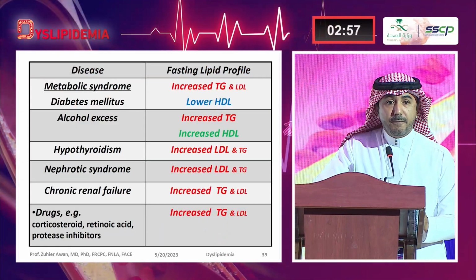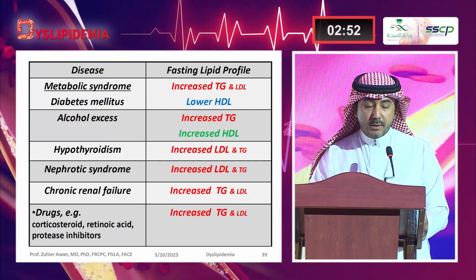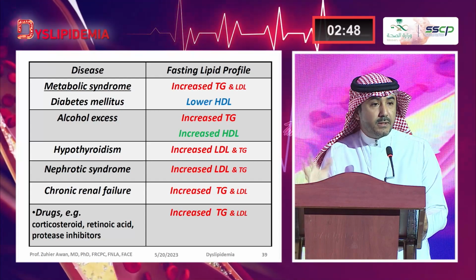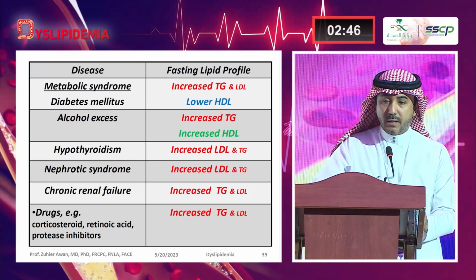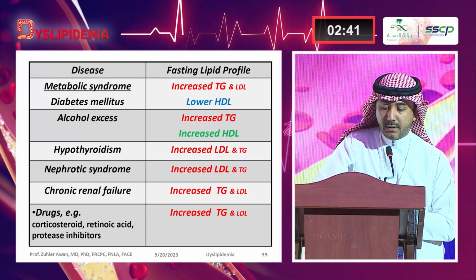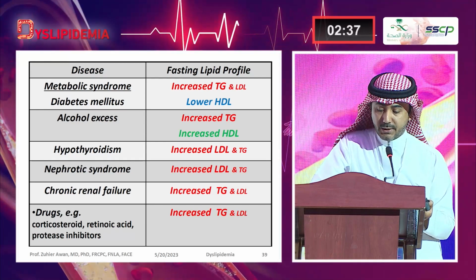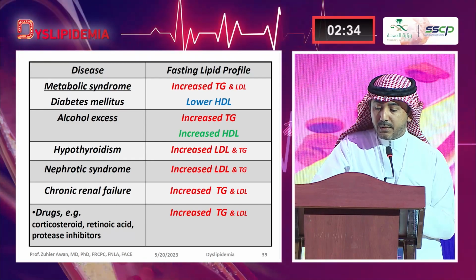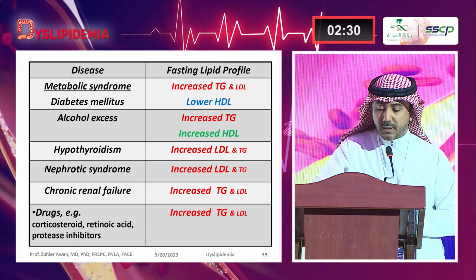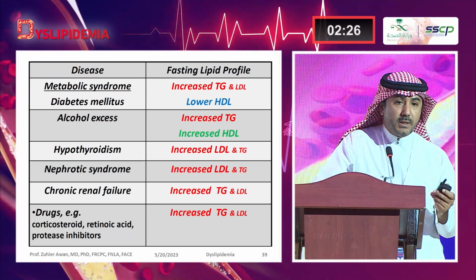Diagnosis of hyperlipidemia in secondary, again, as we said, is mixed, but it has a pattern. If you have metabolic syndrome or diabetes, you would see the triad of high triglyceride, high LDL, and low HDL. So this is very common. If it's due to alcohol, you will see high triglyceride and high HDL. If you have hypothyroidism, nephrotic syndrome, chronic renal disease, or any offending drug, you would see a mixture of either more of an LDL or more of a triglyceride.